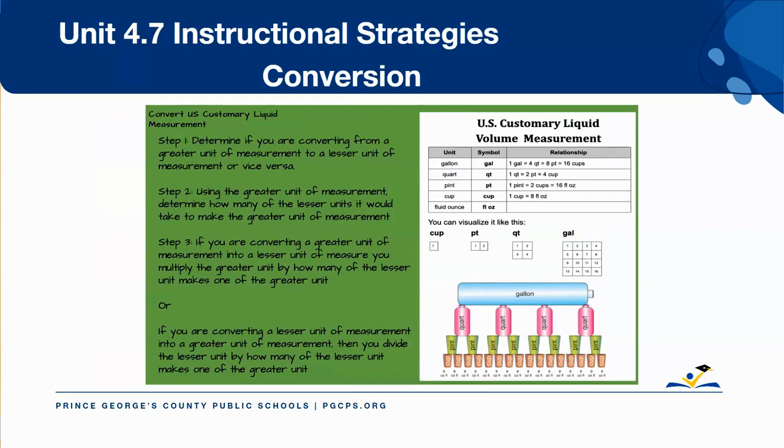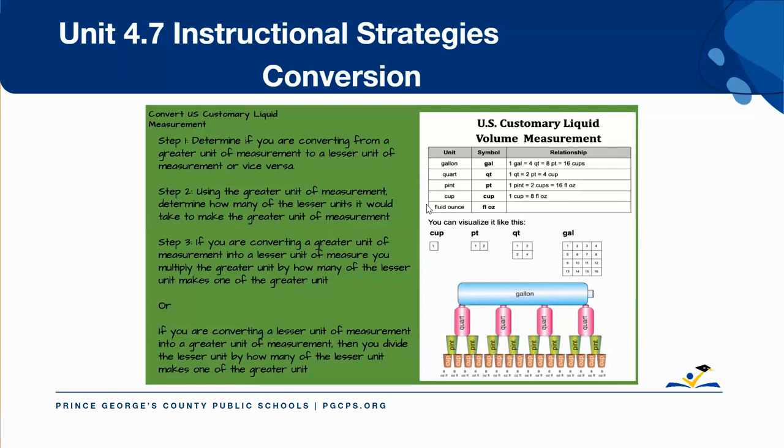If you're converting to a larger unit of measurement, you must multiply the greater unit by how many of the lesser unit makes one of the greater unit. Or if you're converting a lesser unit of measurement into a greater unit of measurement, then you divide the lesser unit by how many of the lesser unit makes one of the greater unit.